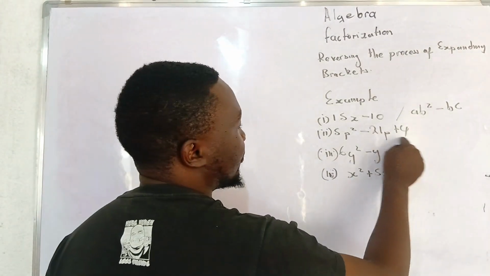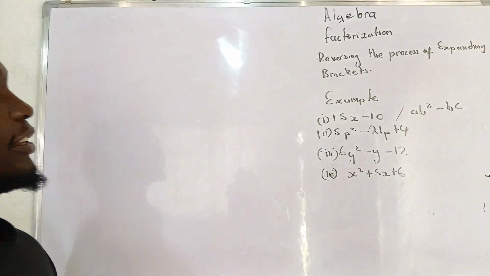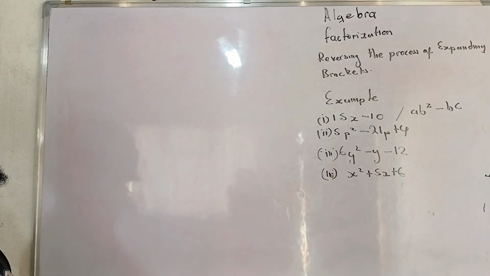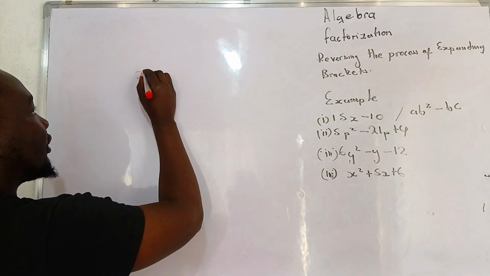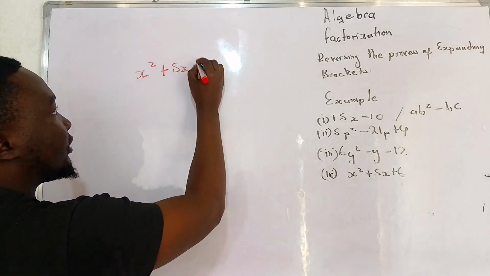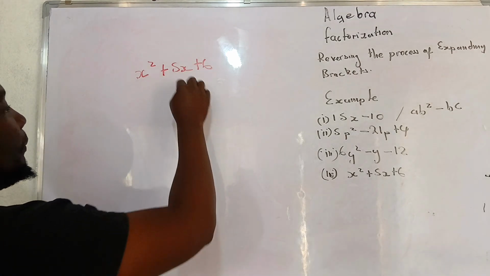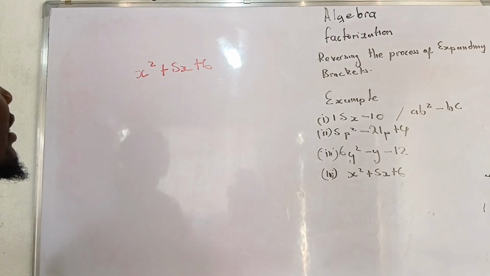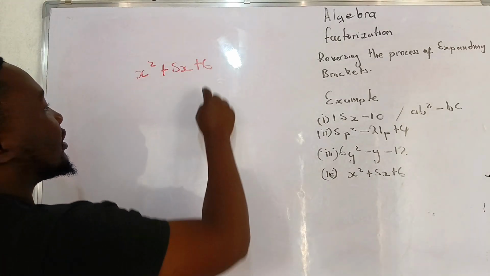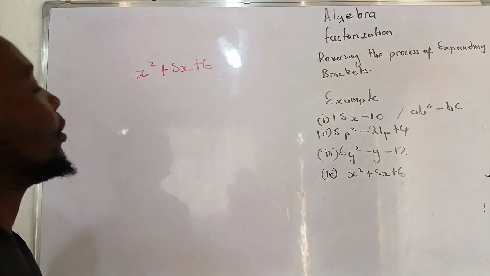I want you to do this one in the comment section. And let's try and do number 4. You have x squared plus 5x plus 6, and you are asked to factorize that. Remember, the middle value is a result of addition of the two, and the final value is a result of the multiplication.